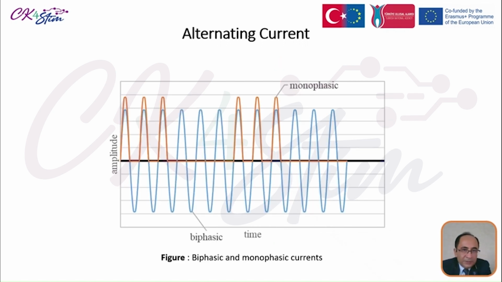The alternating current has positive and negative phases. It's biphasic. In modulation, we also see such effects. For example, biphasic application can be turned into a monophasic application that has only positive phases. This is a monophasic application.